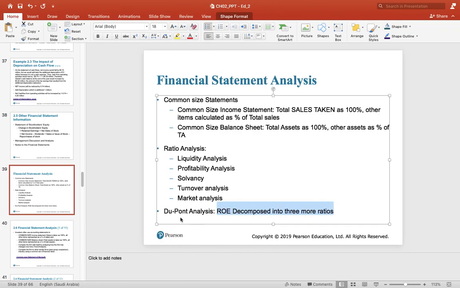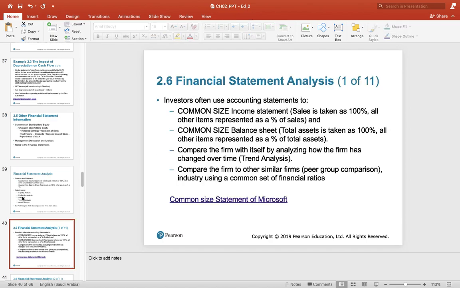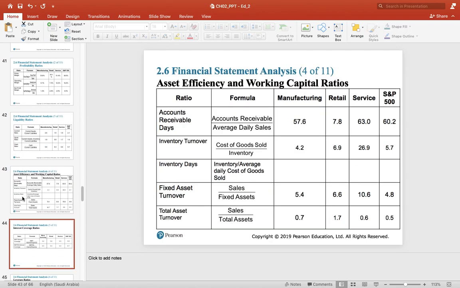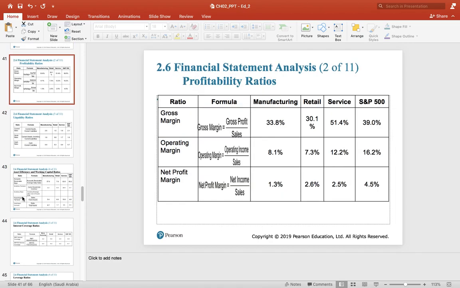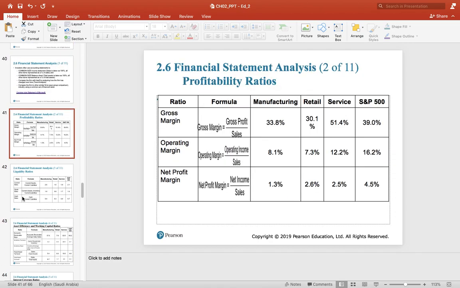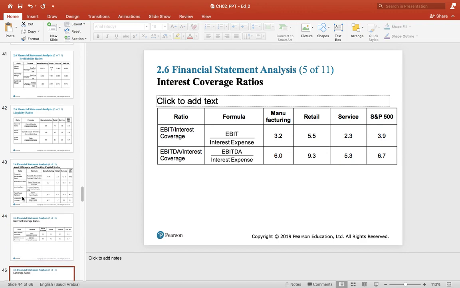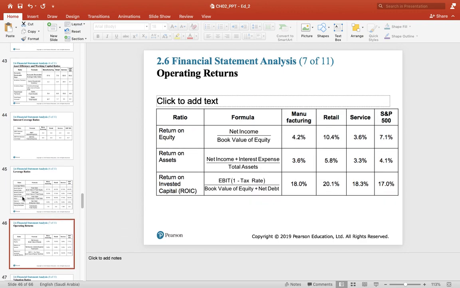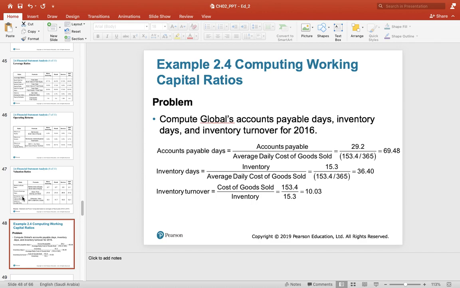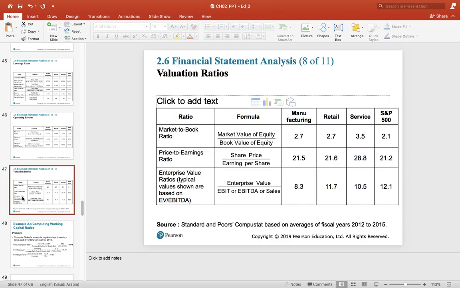Just go to the PowerPoint, please. PowerPoint slide number 40. In your case, the slide number will be a little different. All these ratio formulas are given in the PowerPoint. You can use it, and it is given for the manufacturing industry, retail industry, service industry, and Standard & Poor 500 in US. You can see slide numbers 41, 42, 43, 44, 45 give you all details of the ratios for different industries of US.